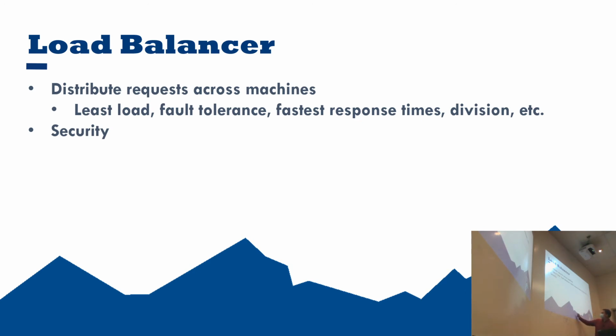We're just going to call these S1, S2, S3, and S4. Okay, so all it's doing is that, and it does that by whatever you tell it to. One option is least load. Look at these different servers, see which one is the least utilized at a given time, and send it there. You could do fault tolerance. Let's say server 2 is down. Would the load balancer send anything to server 2? No, it wouldn't.